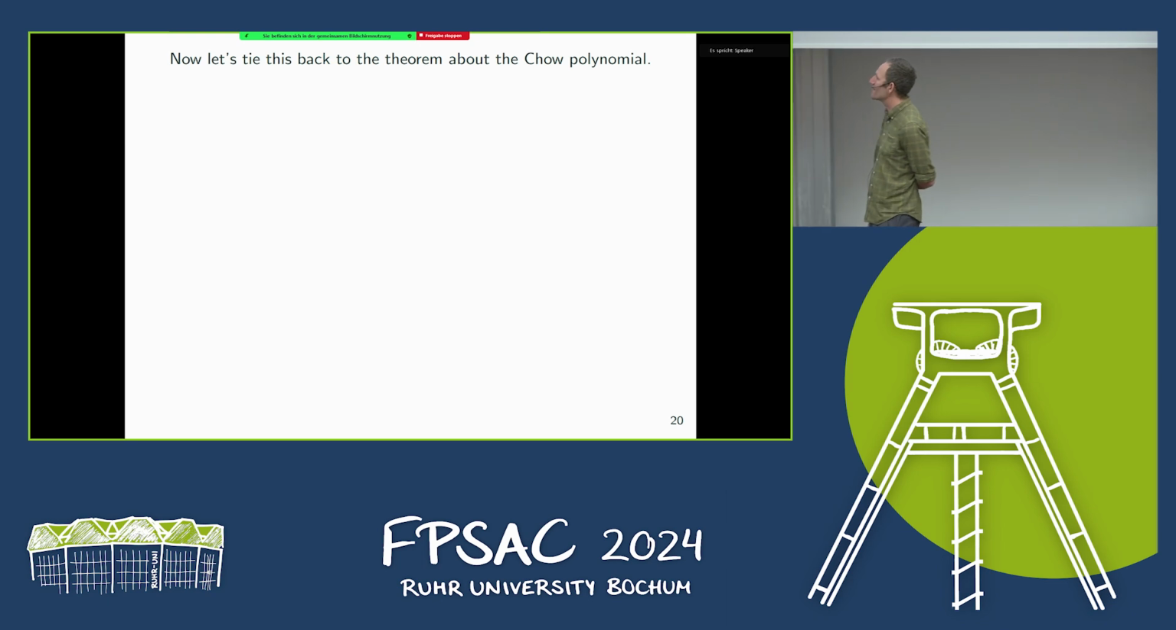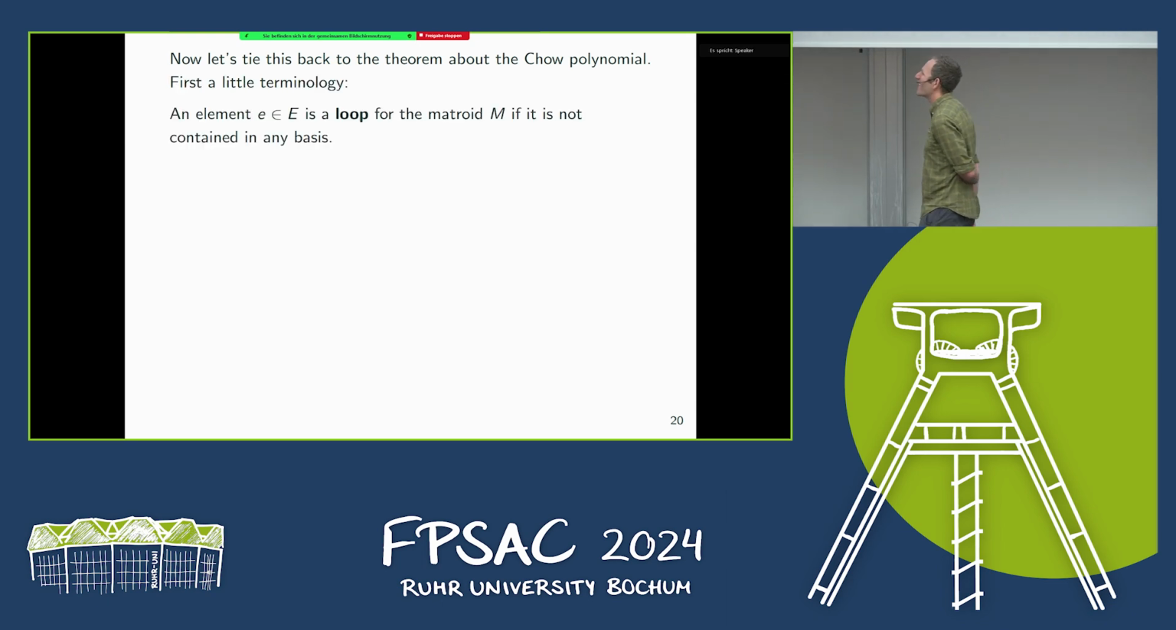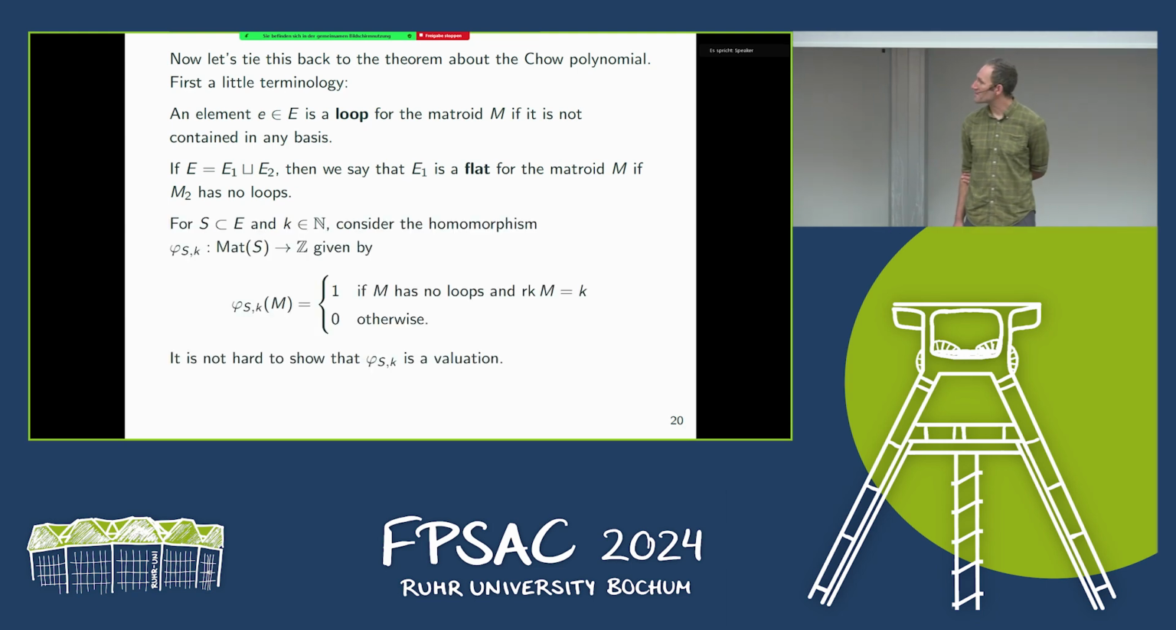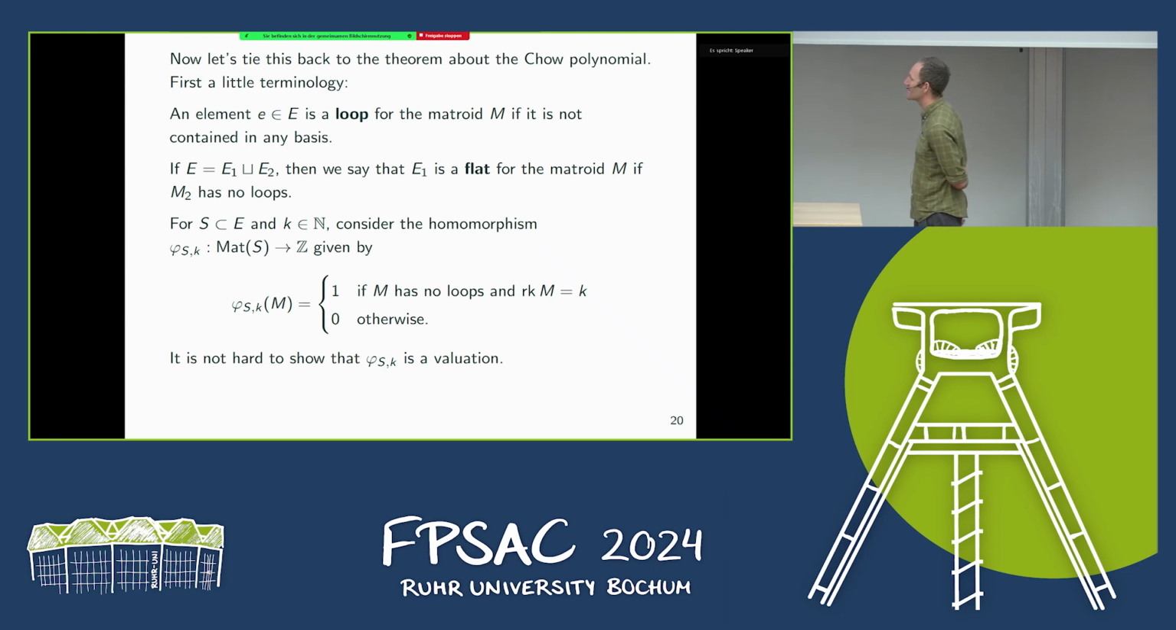So let's tie this back to the theorem about the Chow polynomial. An element is a loop if it's not contained in any basis. And I say that E1 is a flat if when I contract it, there are no loops. Right, so if M2 has no loops. So for a given subset of E and a given positive integer K, I want to consider the homomorphism from matroids on that subset to Z that takes a matroid to 1 if M has no loops and is of rank K, and 0 otherwise. And it's pretty trivial to show that this is a valuation.